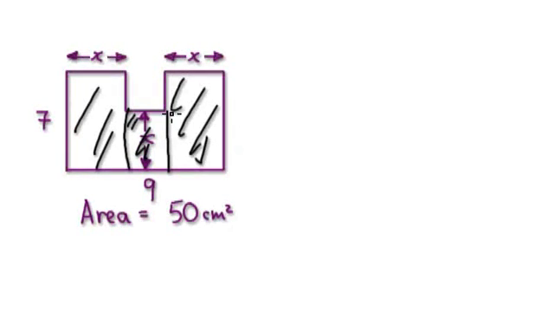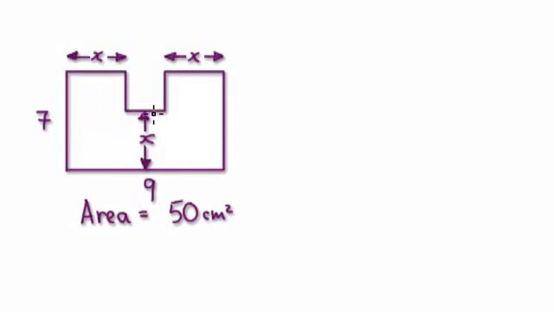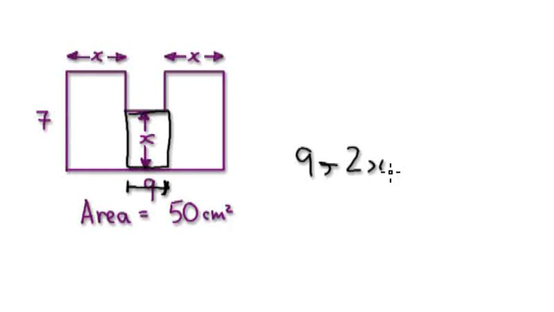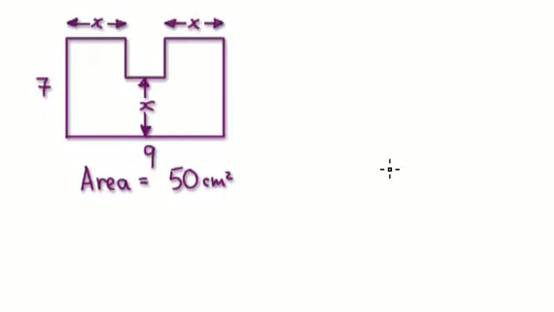The hard part now is to work out this bit here. So this bit here would be what? Well, we need this length here. This length here would be 9 take away 2x. Okay, I'm just going to do it now.